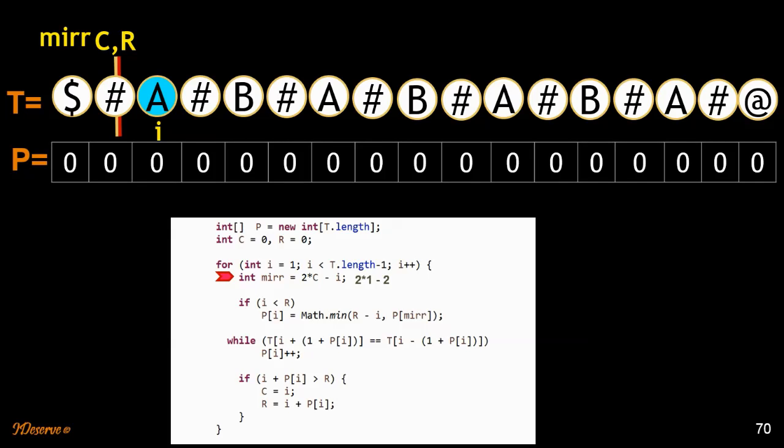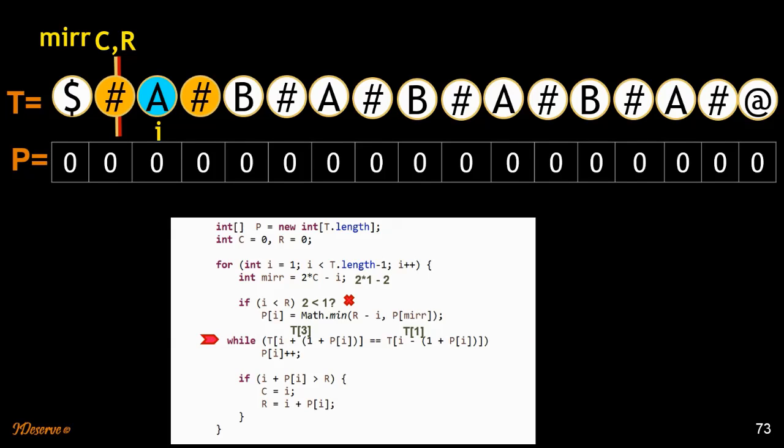Once we have the mirror, the next step is to see if I lies within the boundary of the main palindrome. Does I lie within R? No, right? So we can't apply the two rules that we discussed about updating the least palindrome length from the palindrome mirror or updating it from the right boundary, which is basically R minus I or P of mirror. We can't do that because it doesn't lie within the boundary of the main palindrome. So this case fails. Next step is to try to expand by comparing the characters around the center.